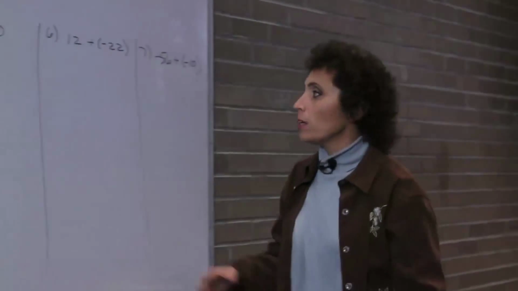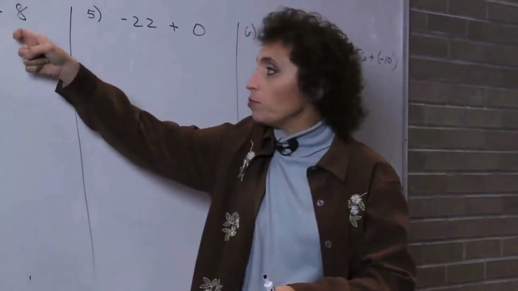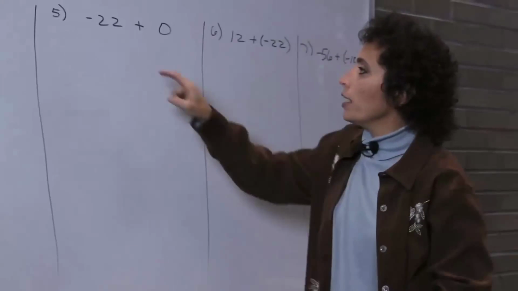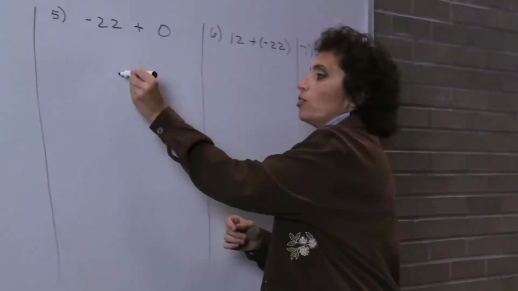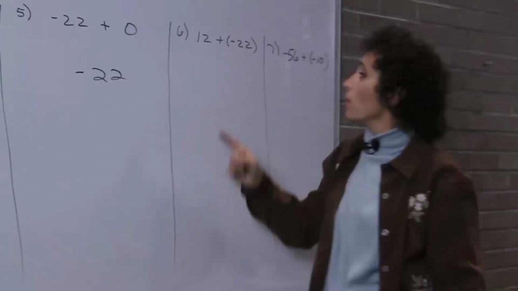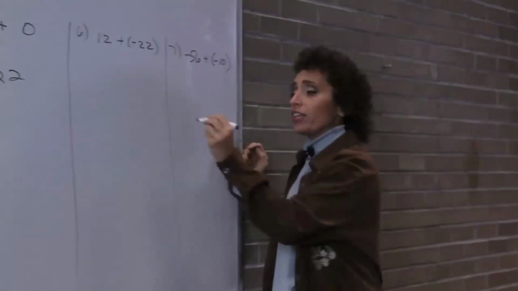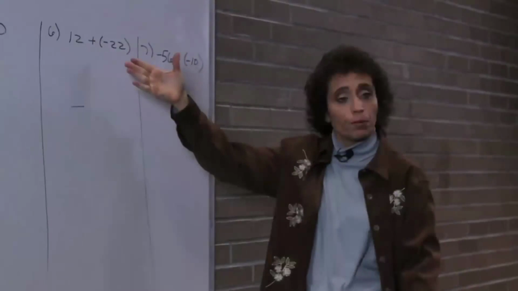Okay, let's see how you did. When you get to bigger numbers, it's a little more difficult, but let's take a look. If I owe you 5, but I have 8, that means I have $3. If I owe you $22, but I have nothing, I can't pay you, I still owe you $22. For this one, I have 12, but I owe you $22. Now, you know this answer is going to be negative, so I would take care of the sign first. You know it's going to be negative because I'm still going to owe you money.